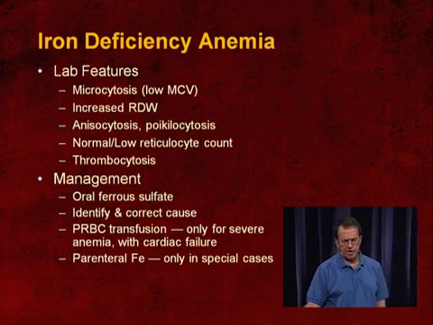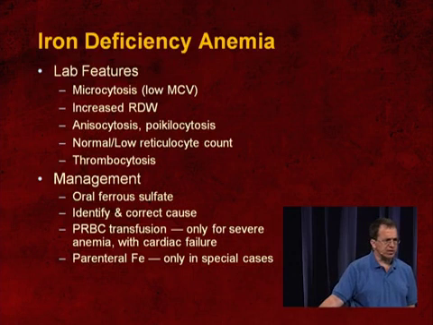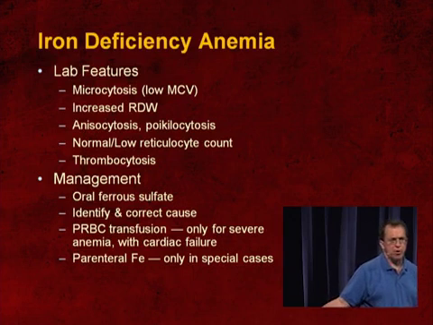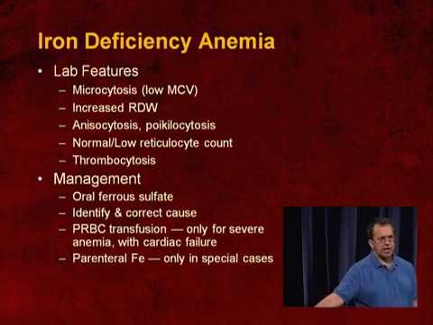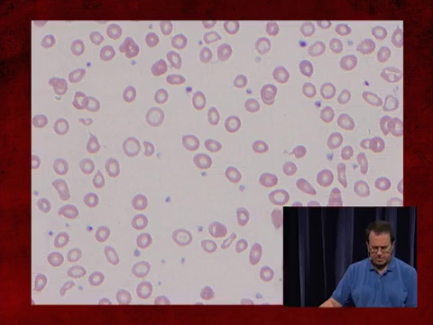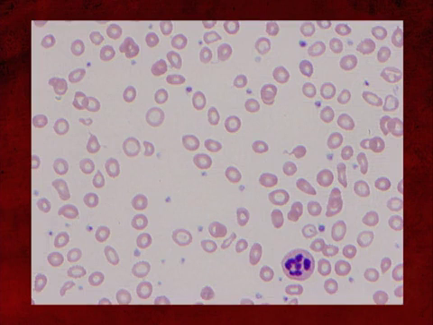Management, oral ferrous sulfate. Identify and correct a cause. If there's, get rid of that milk. How many ounces of milk do you limit them to? 16. No more than 24 for sure. I like to say 16. Red transfusion only for severe anemia, and giving iron intravenously only after they fail oral. And that is kind of where you might end up with your patients who have celiac disease. That's a possibility. Okay.